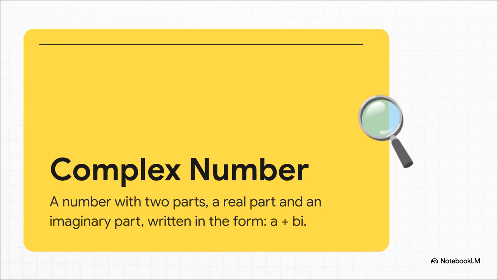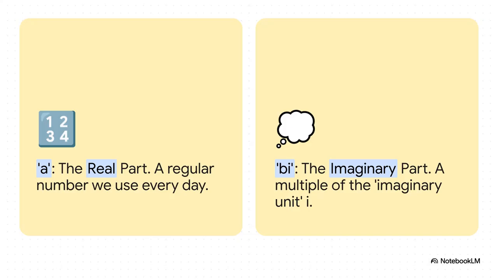So what even is a complex number? Well, think of it like a number with two ingredients. It's got one part that's called the real part and another part called the imaginary part. And you usually see them written out in this form, a+bi. Let's break that down. The a part, that's the easy one. It's just a normal, everyday number. Like 5 or -12, whatever. But that b part, that's where it gets interesting.